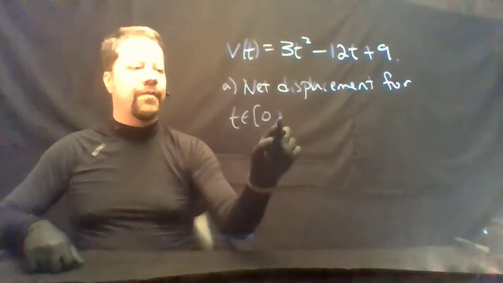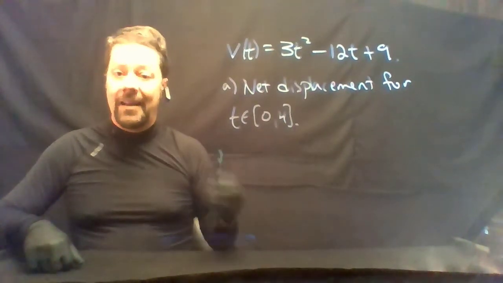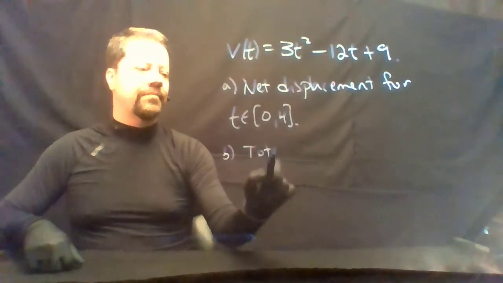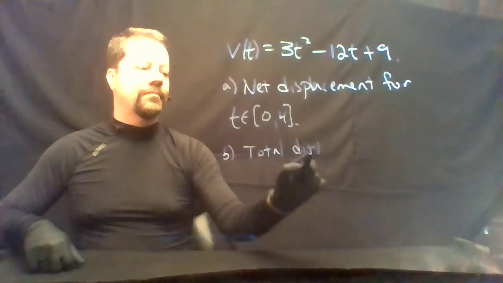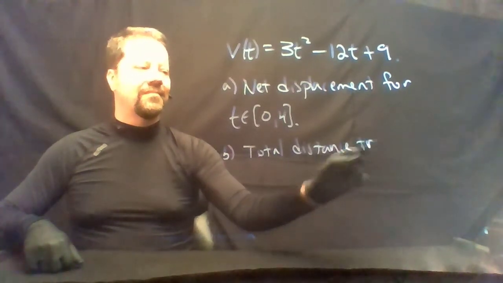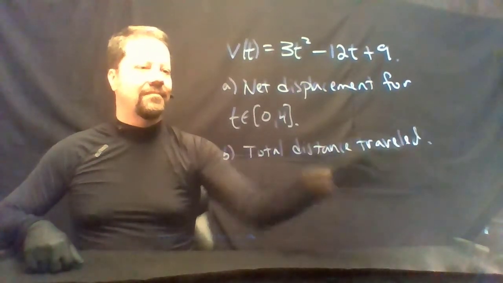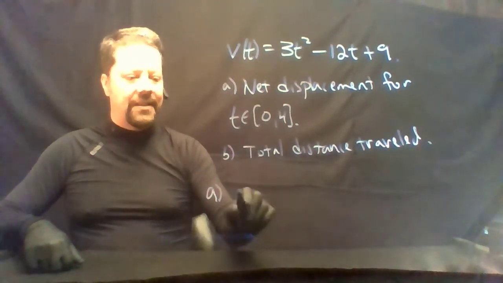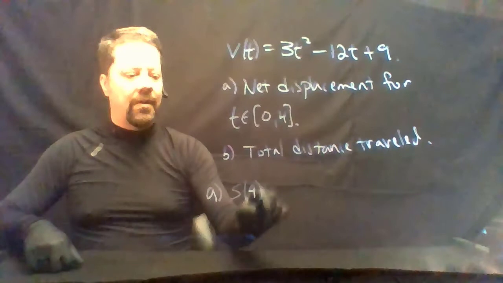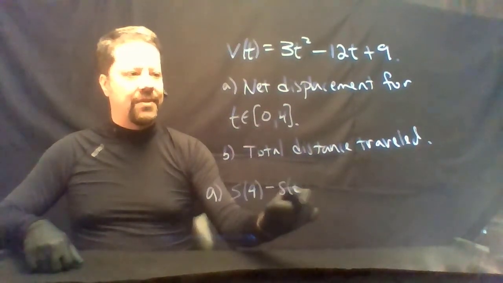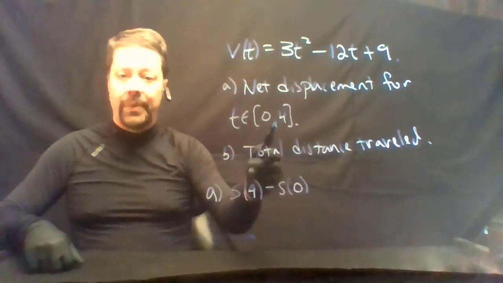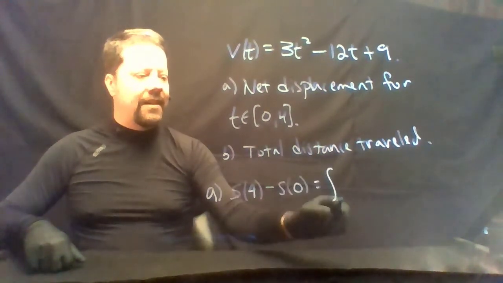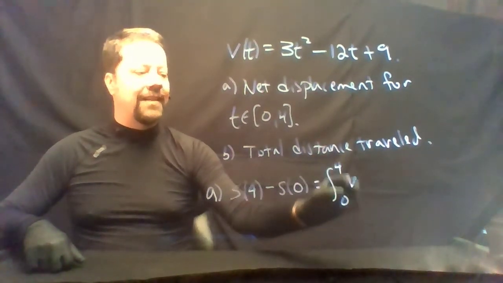going from 0 to 4, and I also want to know the total distance traveled. To solve A, the net displacement is the position at time 4 minus the position at time 0, the difference between the positions at the endpoints of the time interval. This should be the integral from 0 to 4 of the velocity function.